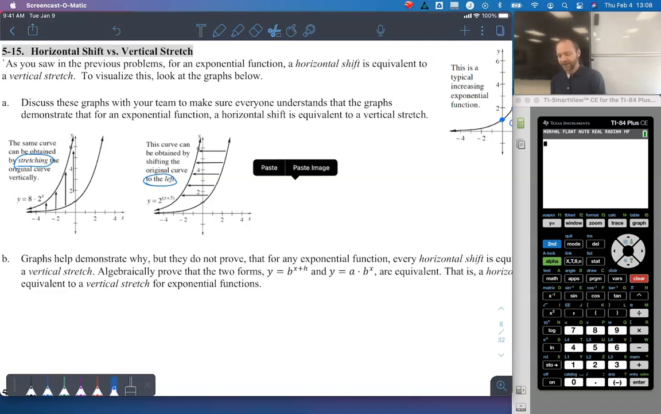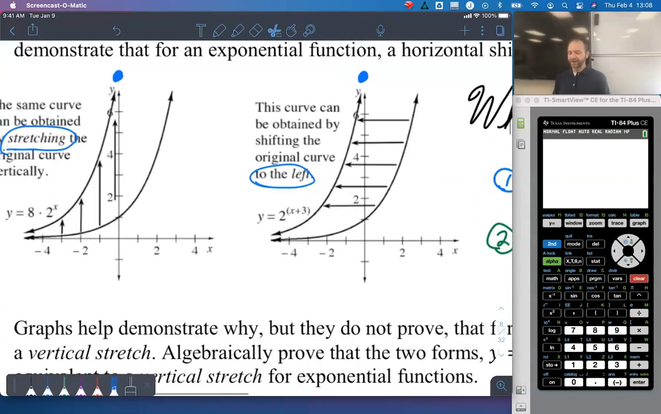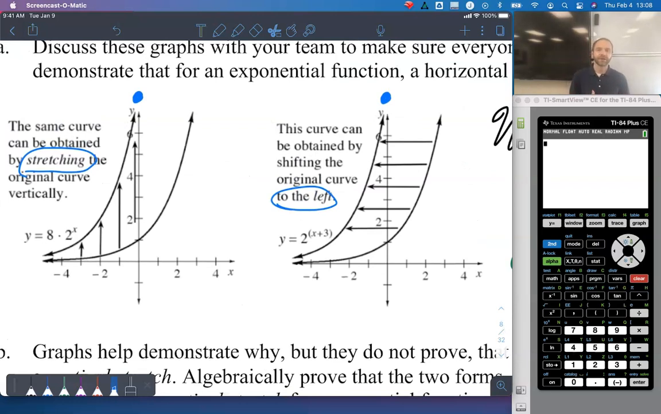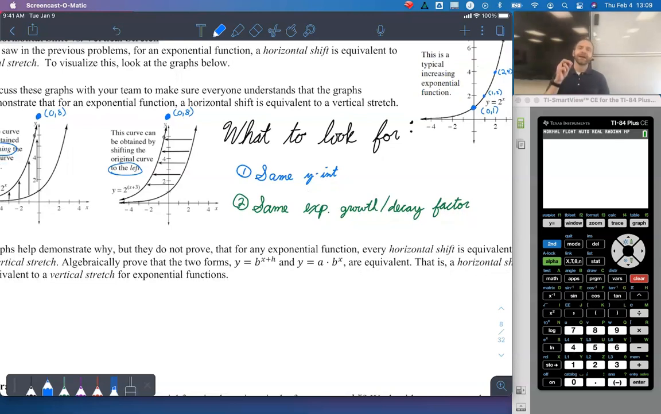In this case, what I need to know is I need to look for the y-intercept first, the locator point. Do they have the same y-intercept? In this case, though you won't see it on the graph, it does. It would be the coordinate (0, 8). As you see, I kind of plotted it above. I could even write it in there, and I encourage you: (0, 8), (0, 8). Yes, they have the same y-intercept. Perfect. The next thing you want to look for is, do they have the same exponential growth or decay factor? In this case, it's growth, and they do. They're both still being multiplied by 2. They're being stretched by 2 both times. And so I want to look for the growth factor.